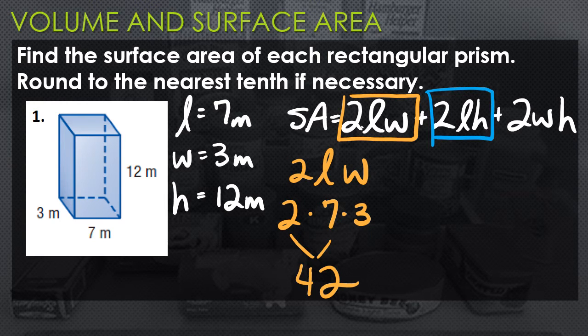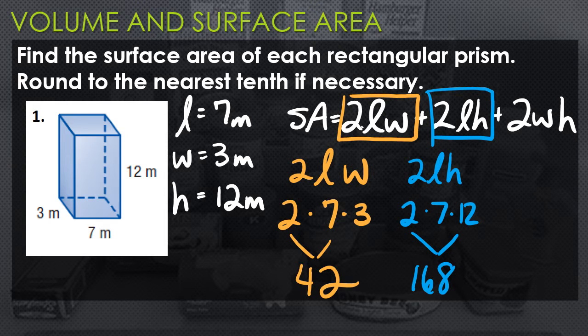Now let's go ahead and do our second chunk. Right here, 2 times length times height. When we do that, we're multiplying 2 times 7 times 12. So 2 times 7 times 12 gives us 168. And then we're going to go ahead and do the last chunk of this. Let's do 2 times width times height. So we're going to do 2 times, our width is 3, our height is 12. When we do that, it comes out to 72.